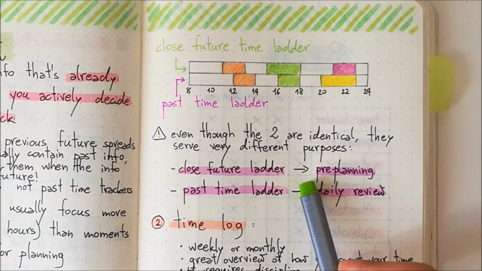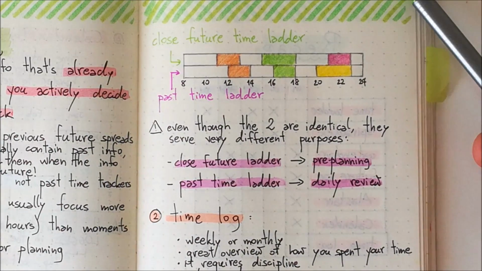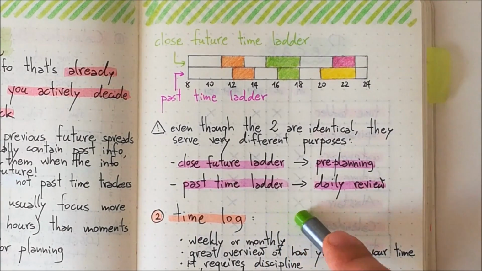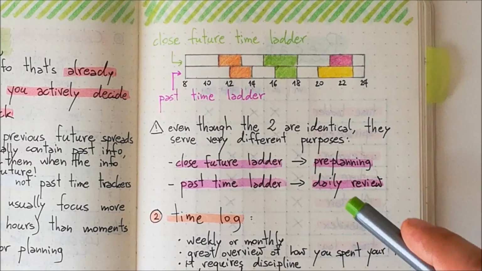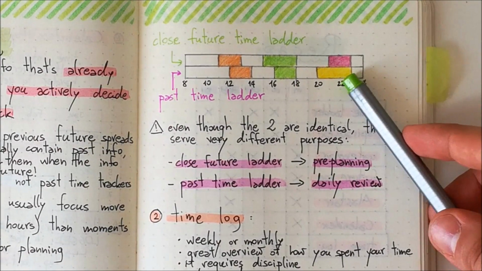So the close future ladder is used for pre-planning. You color it in before the day so you make sure that you're ready for the day. But the past time ladder is mainly used for daily review, so that you know what you got done and how productive you were during that day.